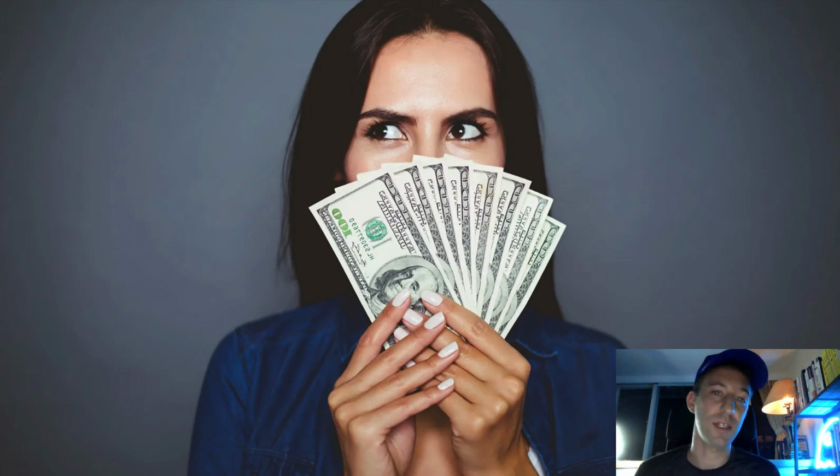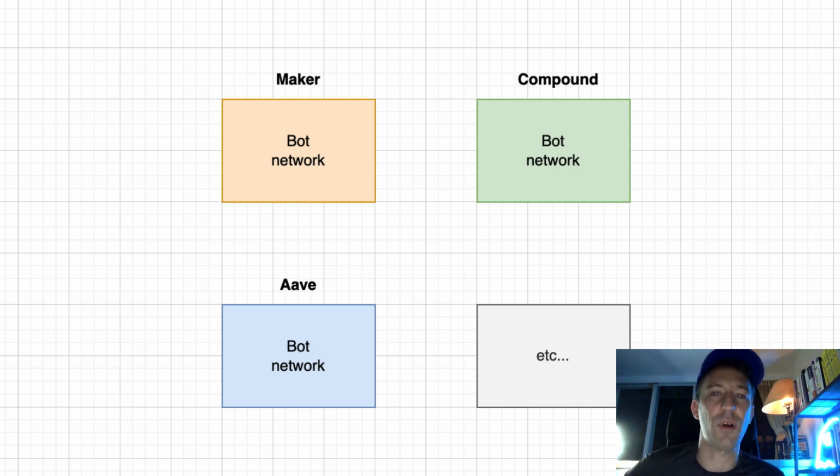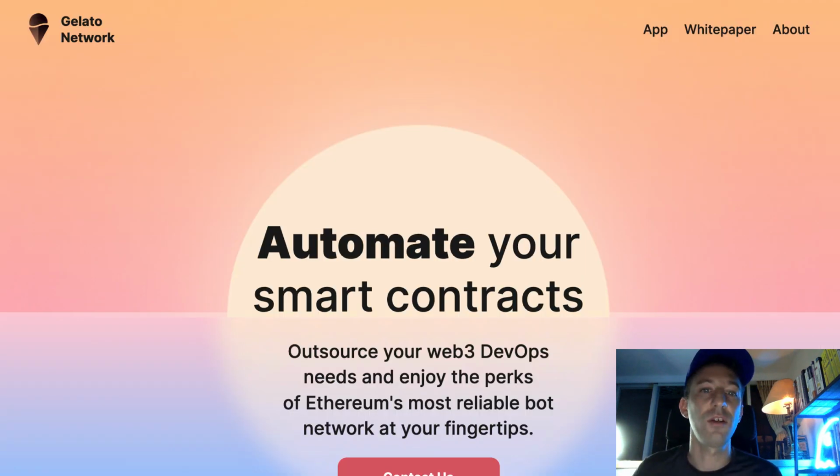To solve this centralization problem, DeFi protocols provide incentives so that many other actors run bots and perform the required tasks to maintain the system. But each DeFi project maintains their own bot ecosystem separately, which leads to inefficiencies and higher costs. The Gelato network was created to solve this problem.